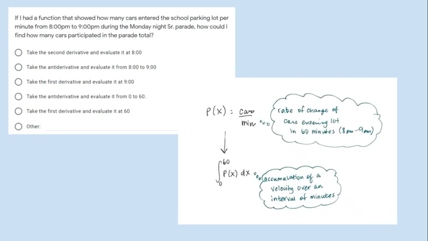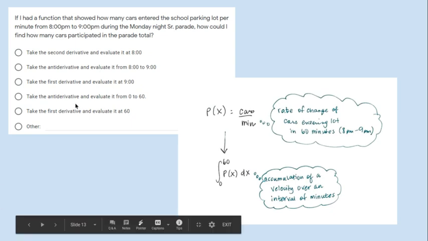All right. So next question then was about your senior parade. If I had a function that showed how many cars entered the school parking lot per minute from 8 to 9 p.m., how could I find how many cars participated in the parade? So I immediately went to the word accumulate. How many cars accumulated in that parking lot from 8 to 9 p.m.? So accumulation, think antiderivative.